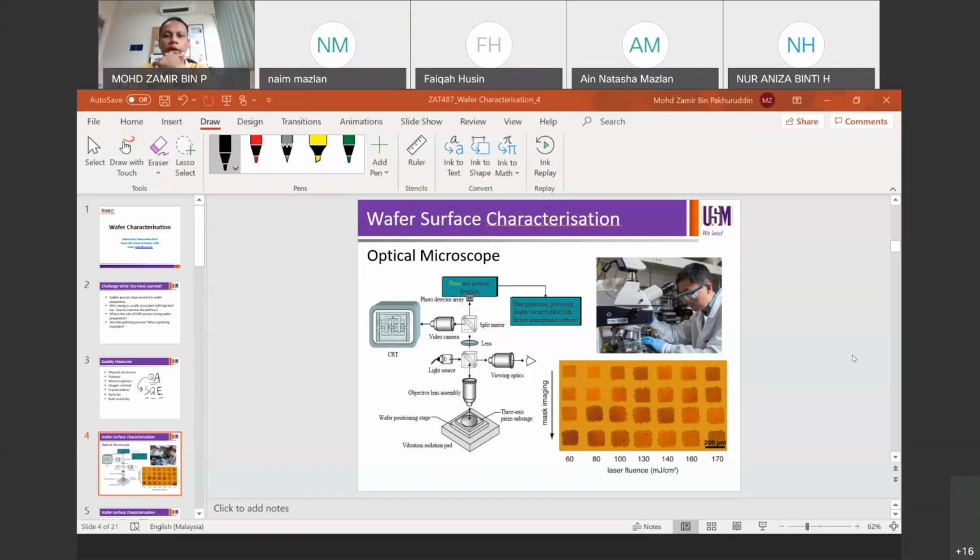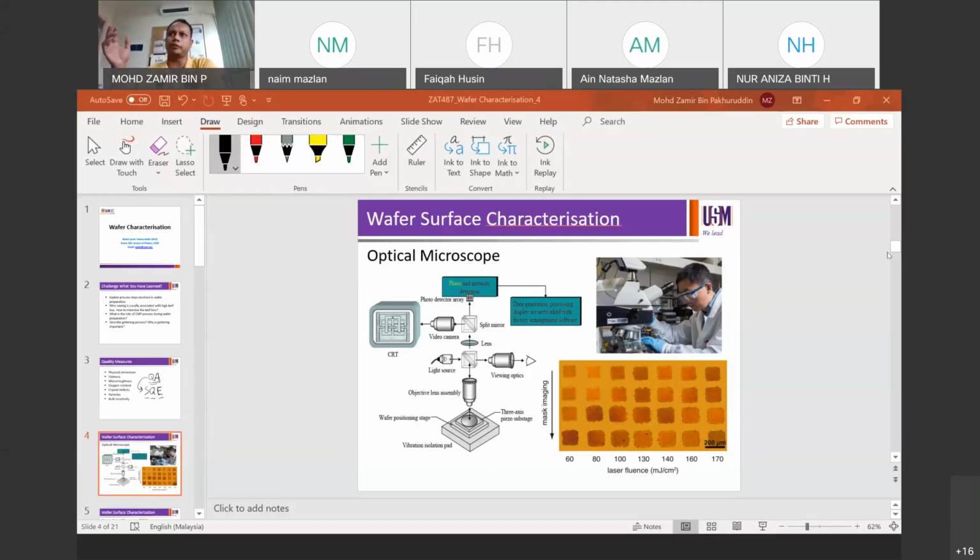So the simplest one is the optical microscope, where you put your wafers under the scope and use visible light to actually see what's going on at the surface, whether the surface is clean, or there are particles on it, or some unwanted impurities on the surface. So it's quite straightforward.